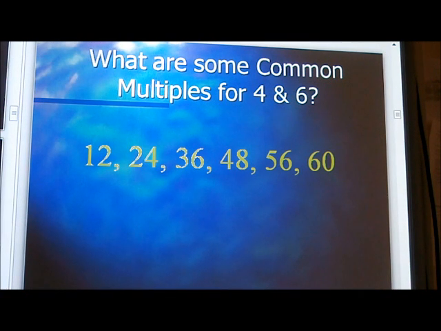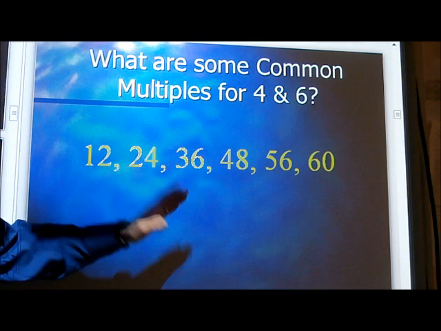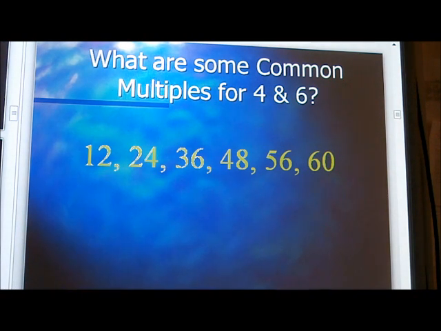We have common multiples of 4 and 6. So again, 4, 8, 12, 16, 20, 24, and so on. And then I would do the same for 6: 6, 12, 18, 24, 30, and so on.